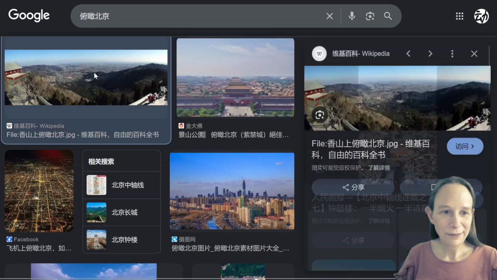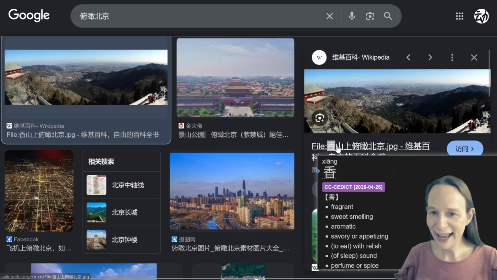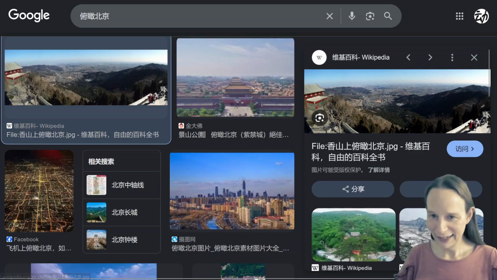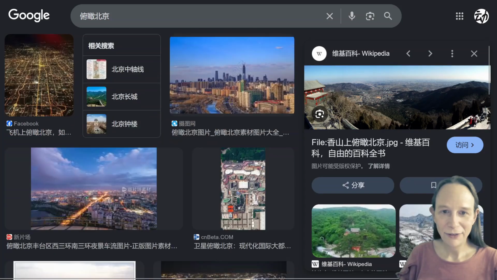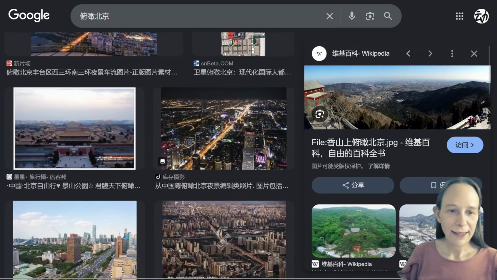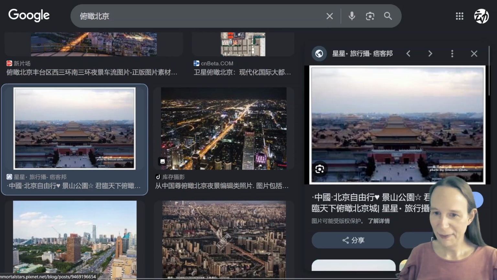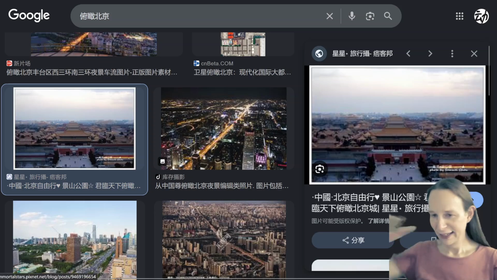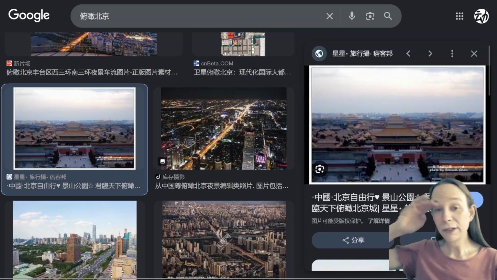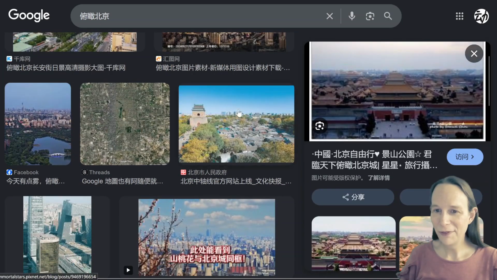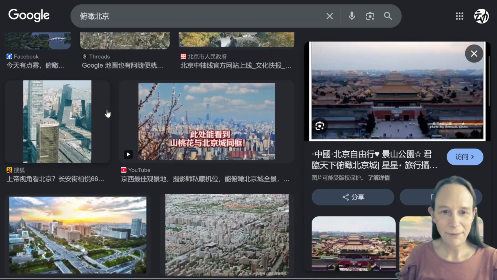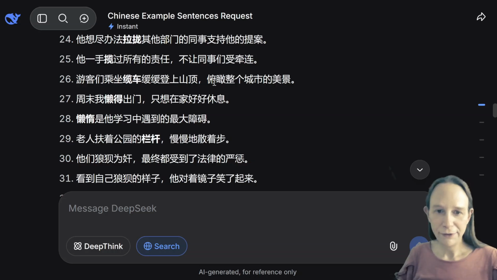This is Xiangshan. This is a mountain close-ish to Beijing, and you can see Beijing from Xiangshan. All right. So this is the Forbidden City. There's a mountain here you can climb up. I forget what it's called. It's not so tall, but you can get a bit of a view of the Forbidden City from there. Anyway, 俯瞰.